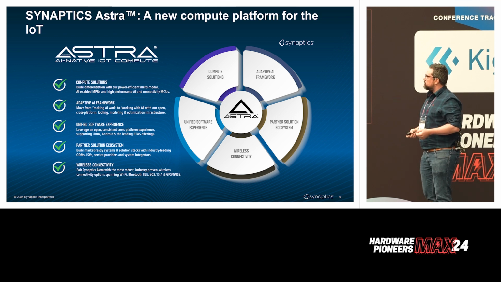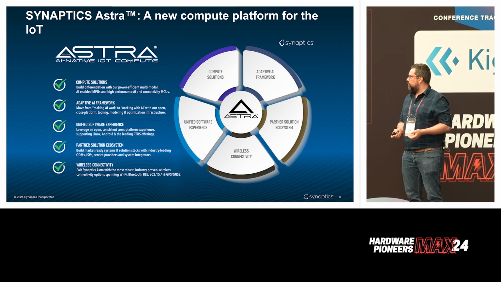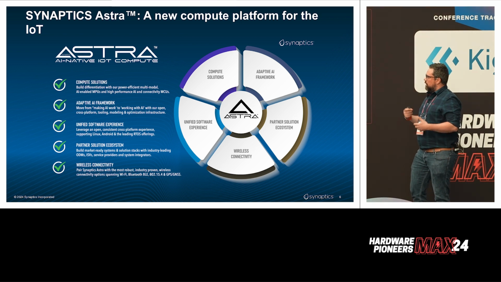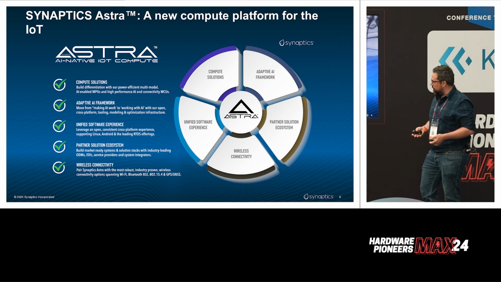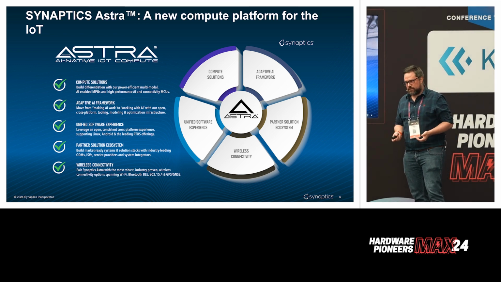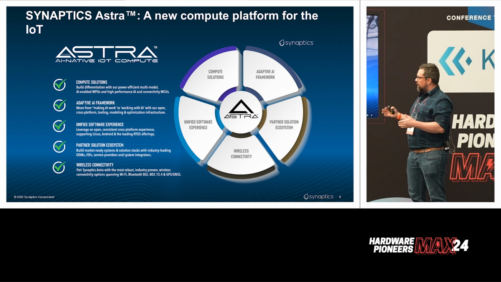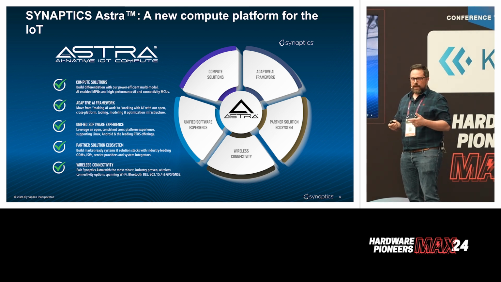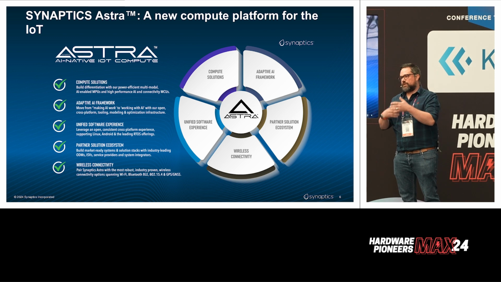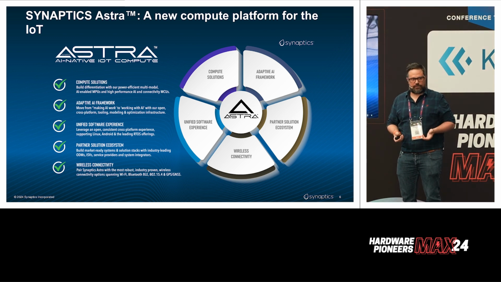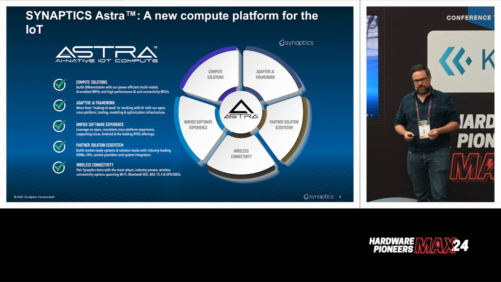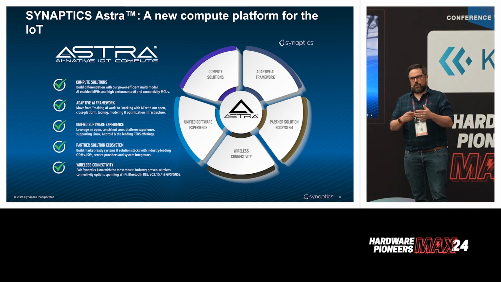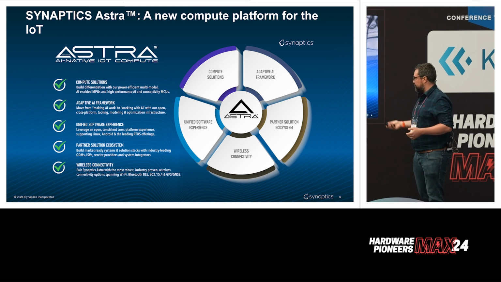And we try to have a unified software experience. We have different solutions for open source Linux, supporting Android and RTOS also. Then we try to build a partner ecosystem that helps us to promote our chips to different kinds of customers. And finally, as I explained, we have wireless connectivity. The Astra platform is also able to support our different Wi-Fi, Bluetooth, or BLE chips.